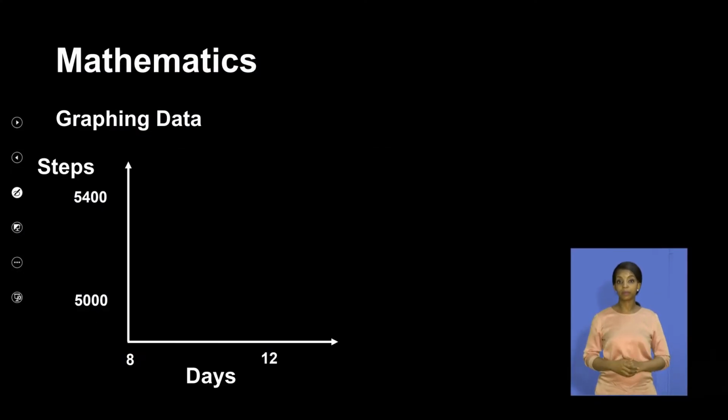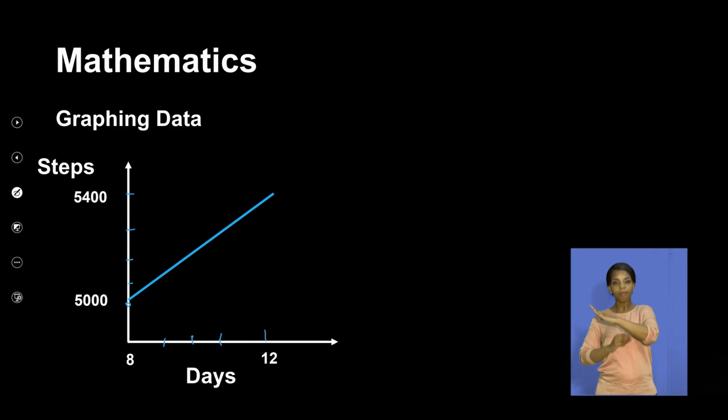Now you can see here that the person started on day 8 with 5,000 steps, and then on day 9 they went to 5,100. On day 10 they went to 5,200. On day 11, they went to 5,300, and then on day 12, they went to 5,400, right? And if I was to draw a graph, this is how the graph will look. So already you can see that I have a gradient here, which means the steepness of this line.